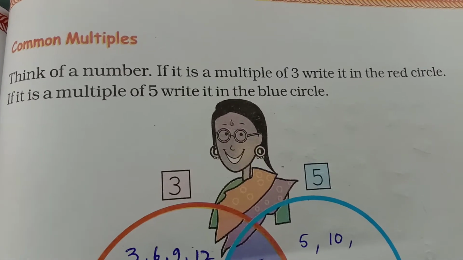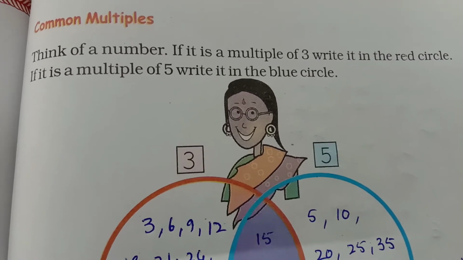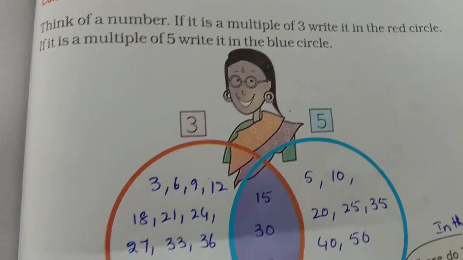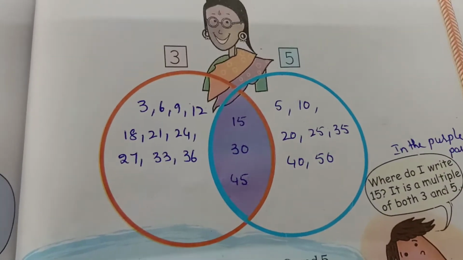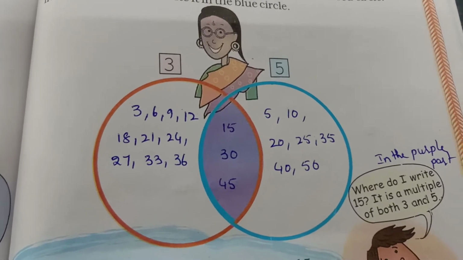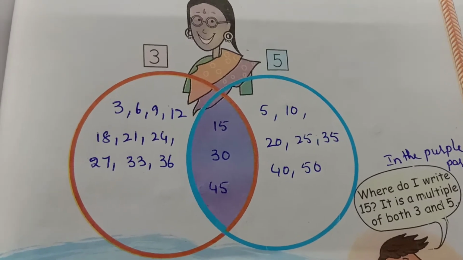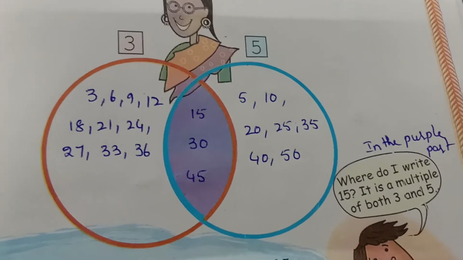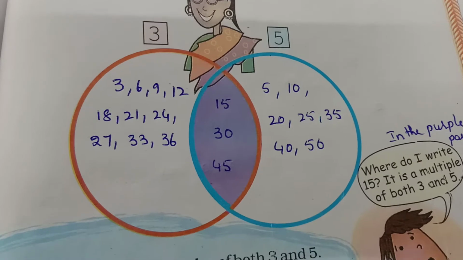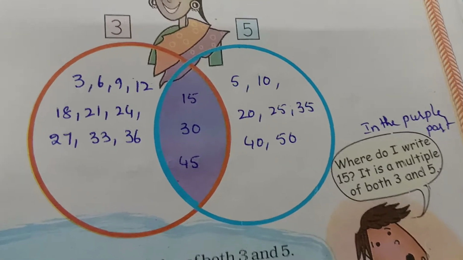Think of a number. If it is a multiple of 3, write it in the red circle. If it is a multiple of 5, write it in the blue circle. You see here, one blue circle and one red circle is given. So in the red circle we have to write the multiples of 3, and in the blue circle the multiples of 5. If you observe the figure, there is some space which is common for both the circles, which is given in purple color.